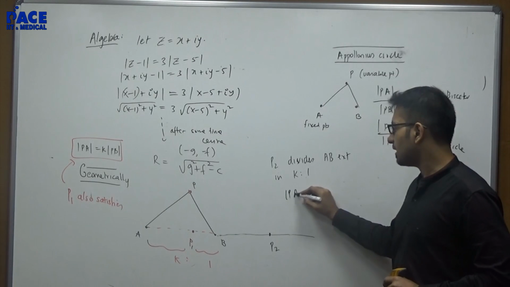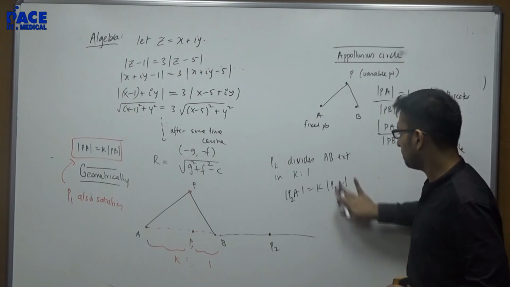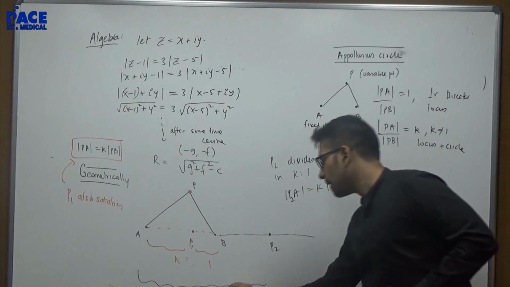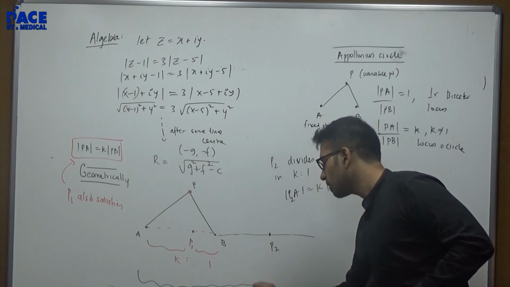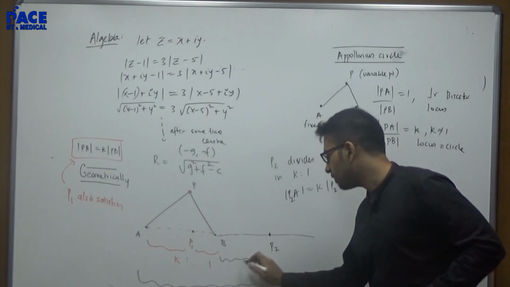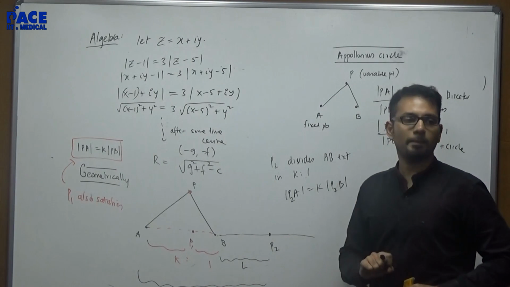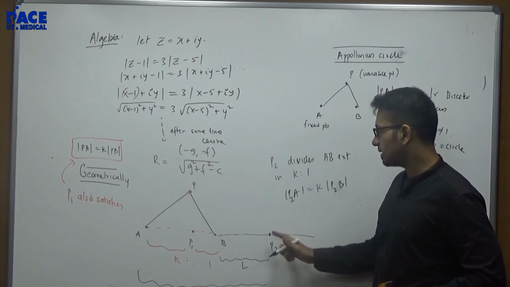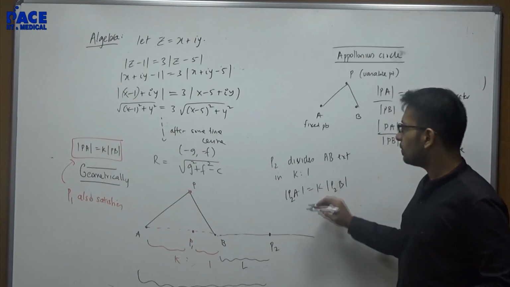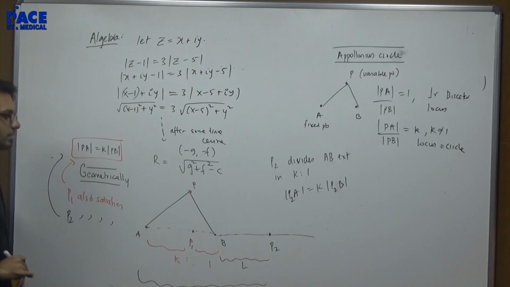Meaning it is satisfying this condition. P2A is k times P2B. That is, this distance is k times this distance. Like if this is L, this is k times L. Are you understanding this? So you can get a point externally also, such that this condition is satisfied. Is that clear? Okay. So P1 and P2 both satisfy this condition.